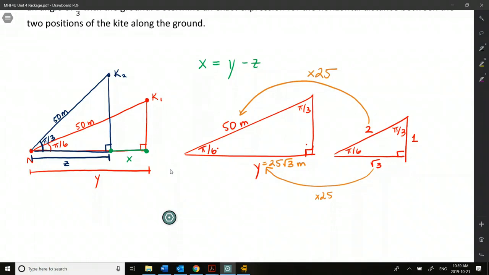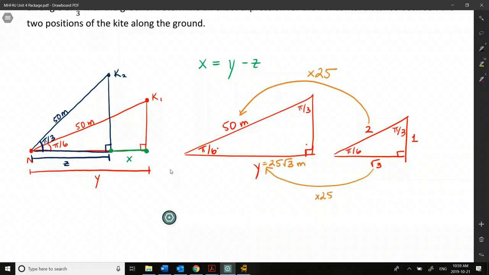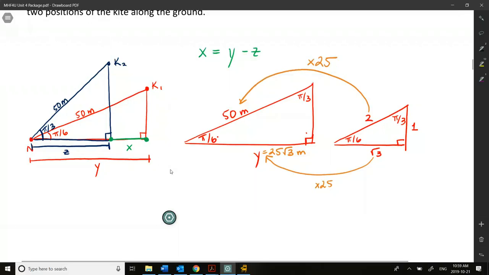Okay? Alternatively, if you wanted to calculate this using adjacent and hypotenuse, you could say the cosine of pi over 6 is equal to y over 50, and then just sub in the value of cosine of pi over 6. I think using the triangles is a little bit easier. You'll have to use the triangle either way, but you can use SOHCAHTOA and set up cos of pi over 6 equals y over 50, and then sub in the exact value of cos of pi over 6. Okay, so we've got y. Y is equal to 25 root 3.